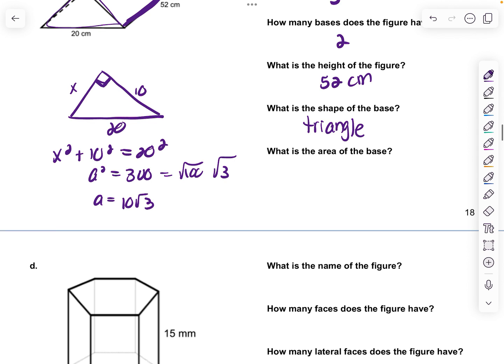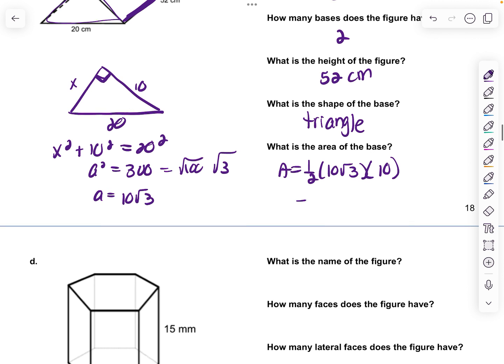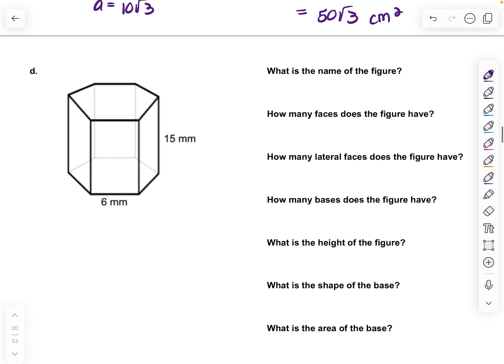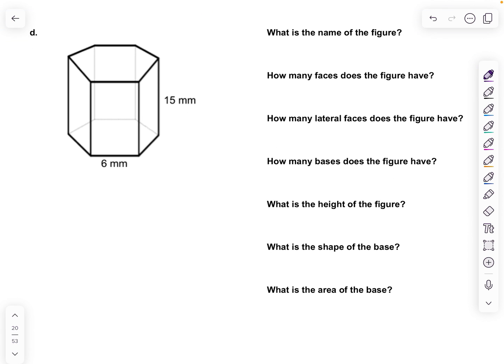So when we go to find the area of our base, it is 1/2 your base, which is 10 square root 3, times your height, which is 10. And we talked about you'd only multiply the numbers that are not underneath the square root. So 1/2 times 10 times 10 gives us 50 square root 3 centimeters squared. Okay. All right, I'm going to go through the 2 on the next page, and then the rest of them you guys will finish up on Monday.